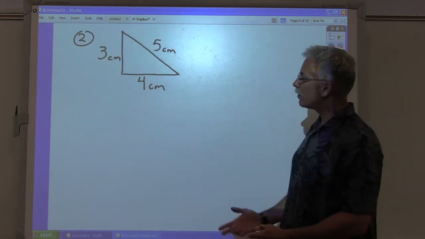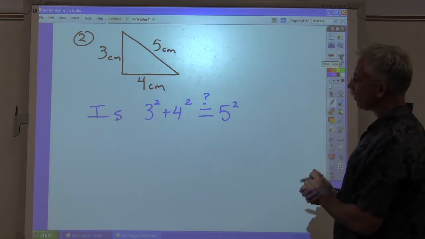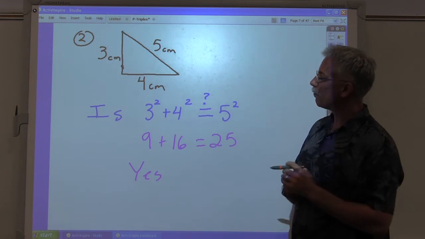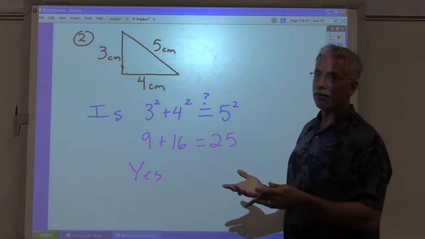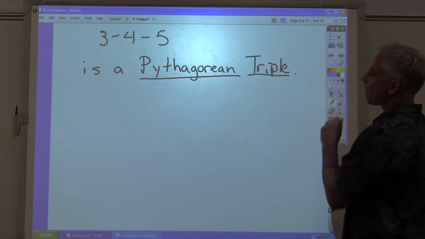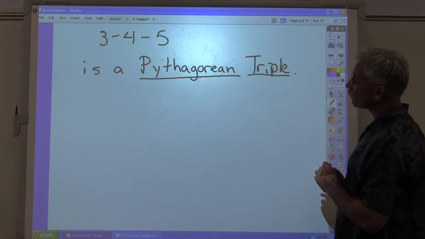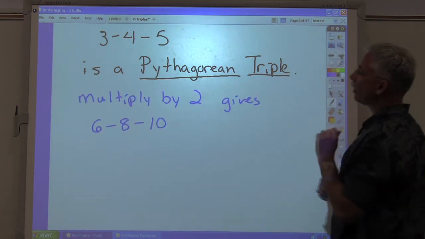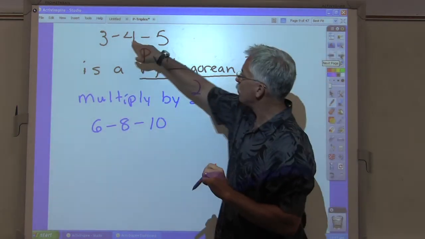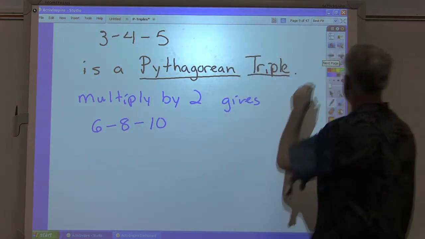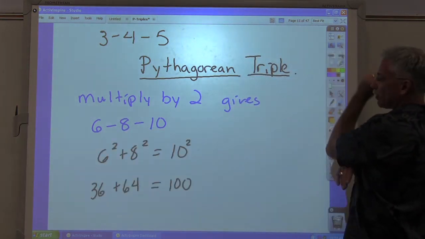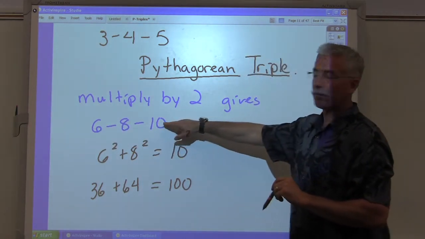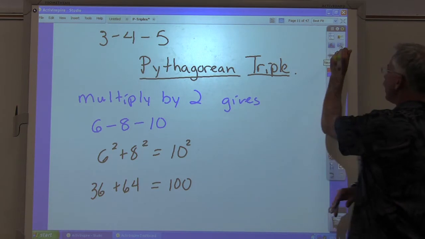So let's try another one right here. 3, 4, 5. Is 3 squared plus 4 squared equal to 5 squared? You get 9 plus 16. Yeah, that equals 25. In fact, this is the most common P triple, Pythagorean triple. It's called a 3, 4, 5 Pythagorean triple. I'm going to start calling them P triples from now on just to save some time. And if I multiply 3, 4, 5 times 2, 3 times 2, 4 times 2, 5 times 2, I get 6, 8, 10. It turns out that 6 squared plus 8 squared equals 10 squared. So 6, 8, 10 is another Pythagorean triple, a P triple.